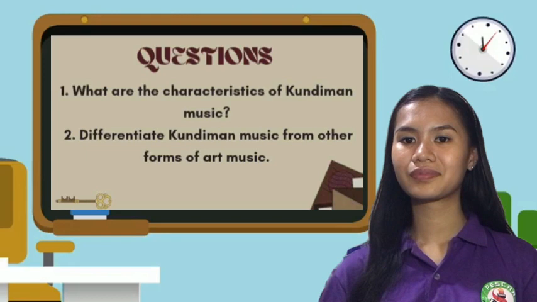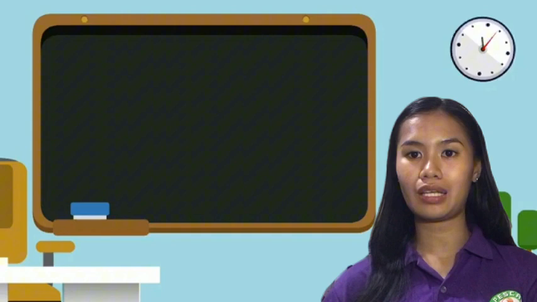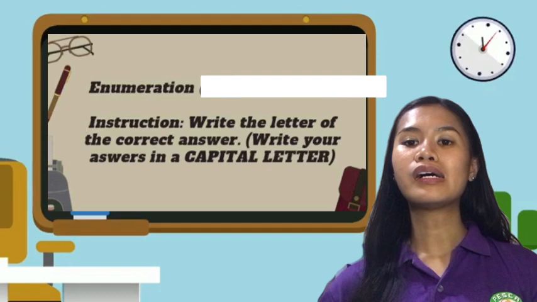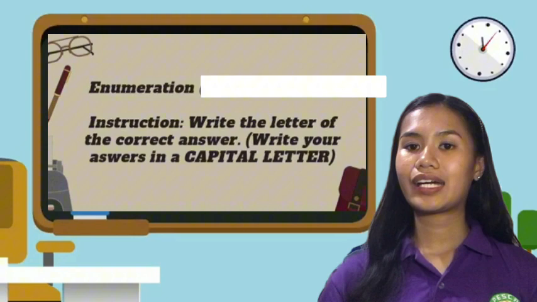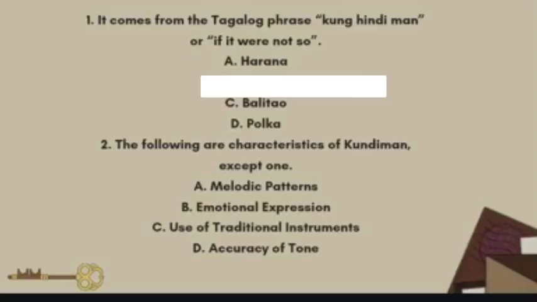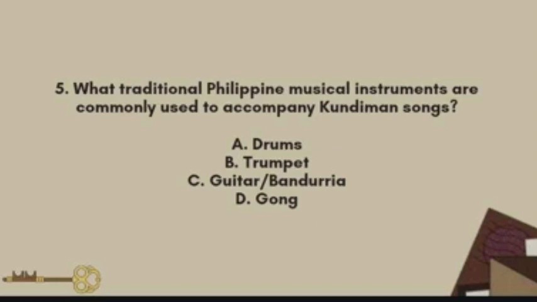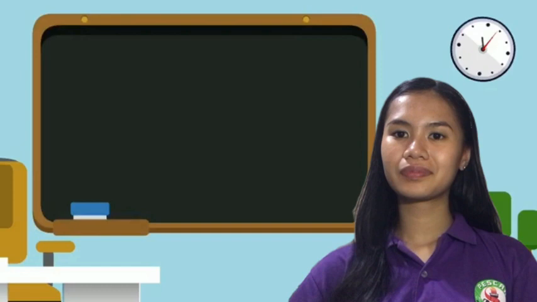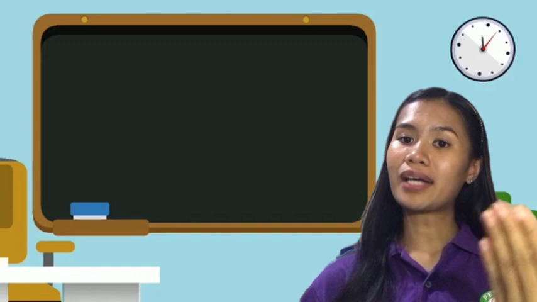That's great, Vince. Now that you already apply and you already know what Kundiman is, let's have a test. Please prepare 1/4 sheet of pad paper. I will show you questions and you will answer it in a capital letter. Remember, capital letter only, okay? Are you done answering, class? Okay, so please pass your papers in front. I will be the one who will check your paper. I will bring it back to you tomorrow so that you will know your scores.